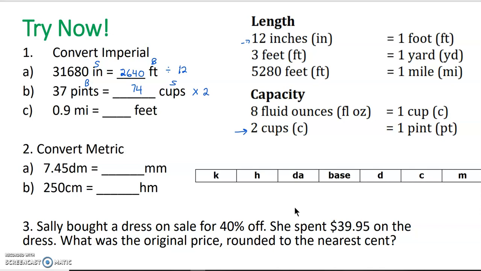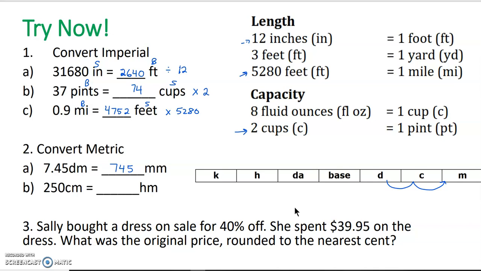For C, we're going from miles to feet, so we're going from big to small, so we're going to multiply, and we're going to multiply by 5,280. So we're going to end up with 4,752 feet. On our metric line, we're going to convert from decimeters to millimeters. So that's 2 decimal places to the right. So we'll have 745 millimeters.